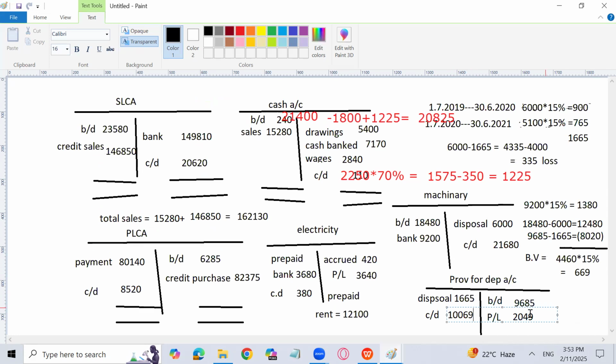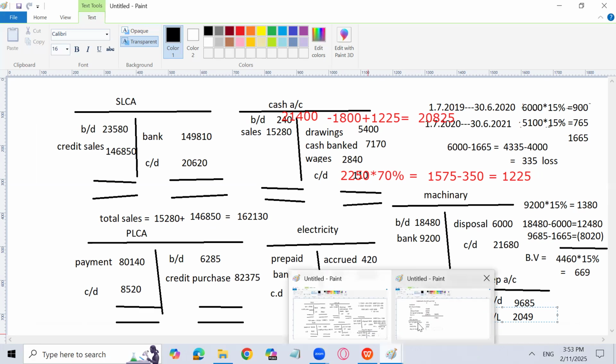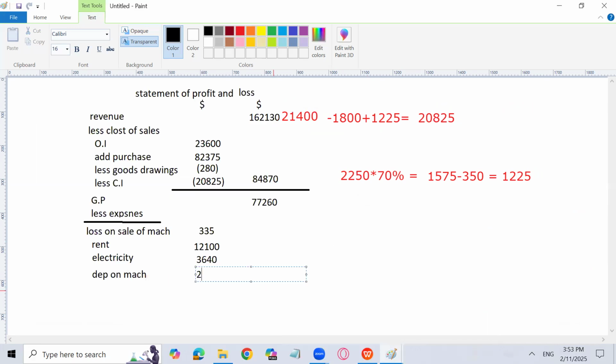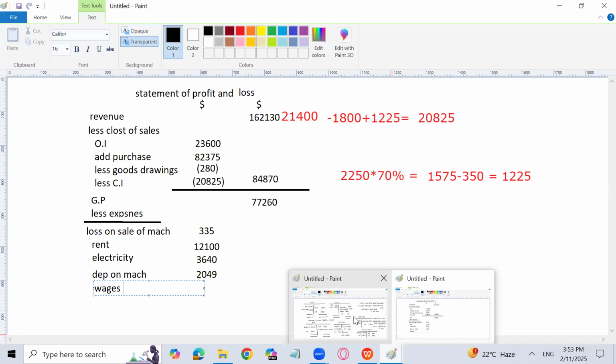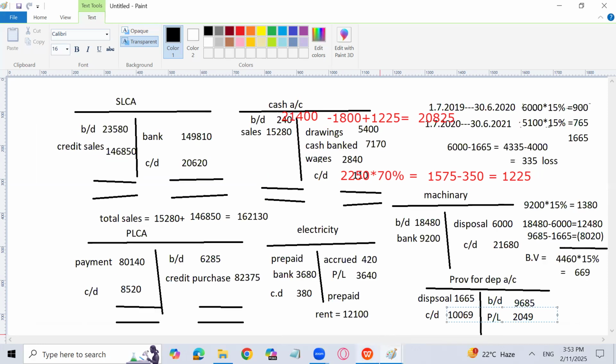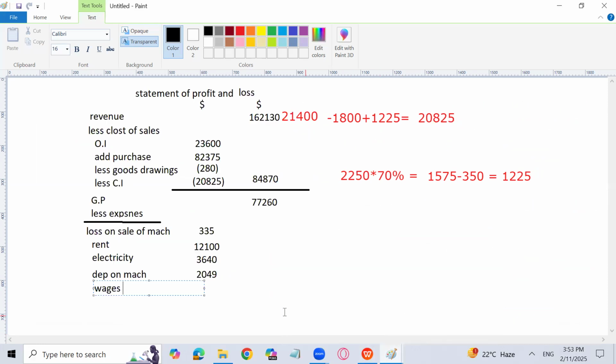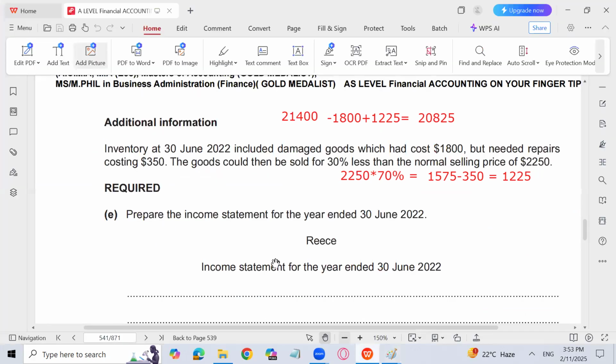We have to write the profit and loss account figure, right? 2049. Then we have to write wages also. Don't miss it, because it comes from the cash account, and that is the purpose we prepared the cash account, right? So depreciation is 2049. Then we will write wages. How much is it? Let me check. That is 2840. Okay.